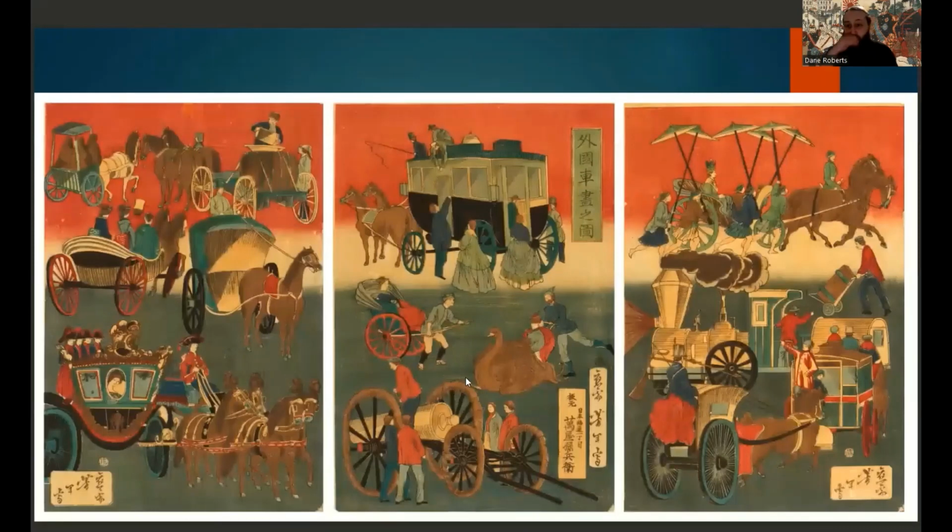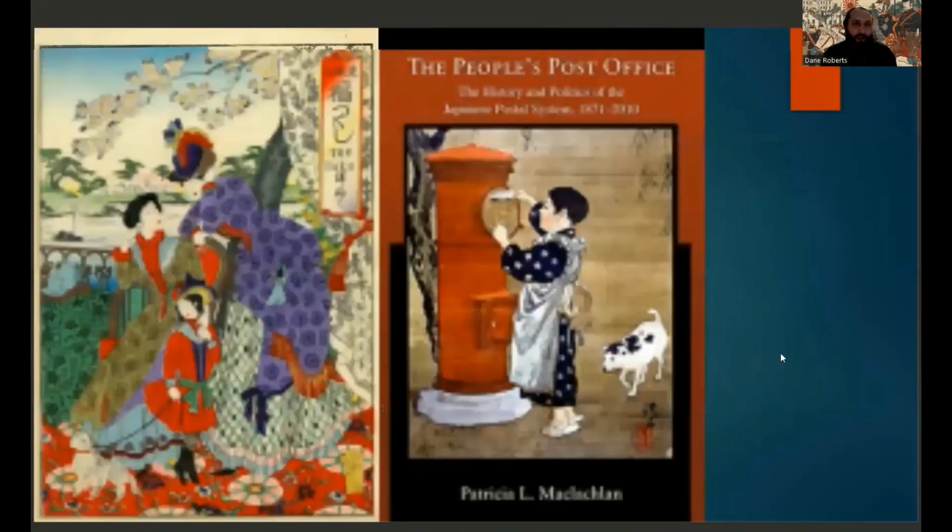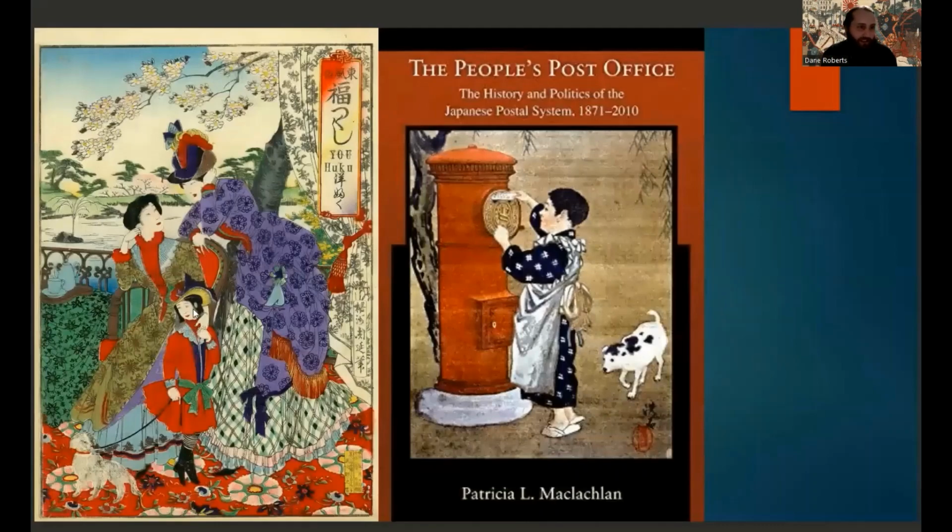They would import and copy the American and European horse carriage designs, cannon designs. They would also construct hybrid Western and Japanese buildings in the hopes of catching up to and emulating Western powers. They would copy Western fashion senses.